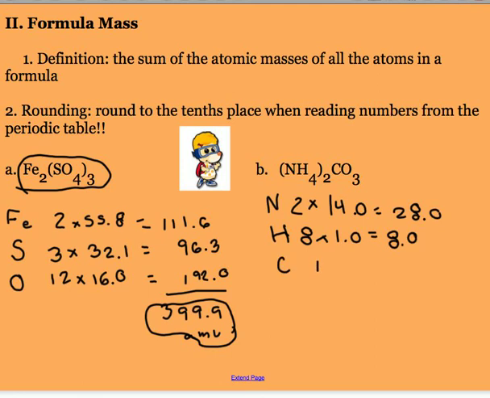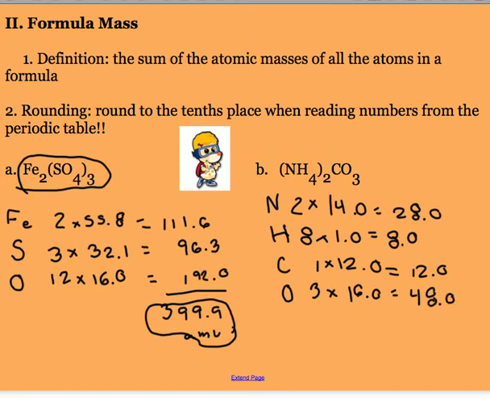Carbon, we have 1 carbon. Carbon's 12. And last but not least, we have oxygen. There's 3 of them. Each oxygen is 16. 48.